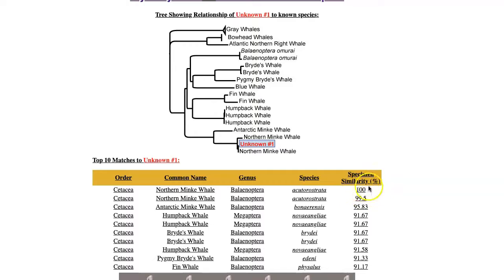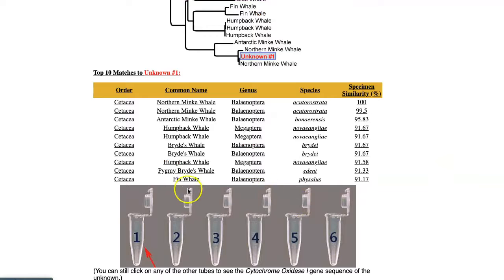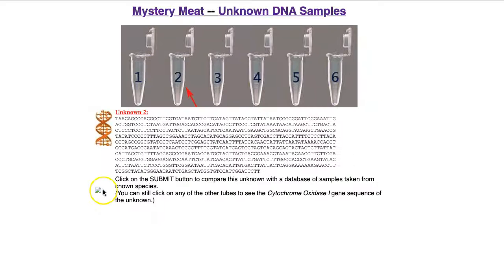And we can see that based on the similarity to other species, topping out at 100, and so that gives us a good bit of information about what species this meat was likely collected from. To view the results for the other samples, simply click on the tube that the DNA sample is located in, and then that will take you back to the submission page for that sample so that you can submit it and each of the others.